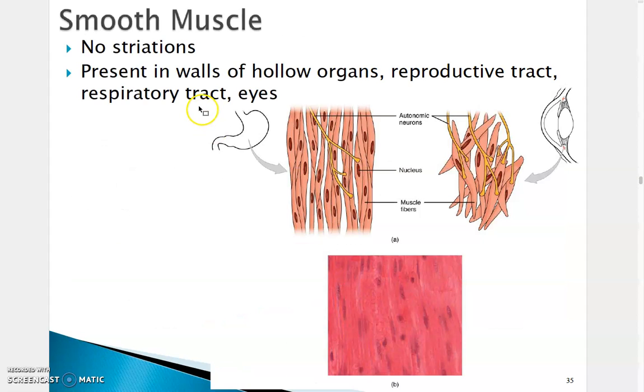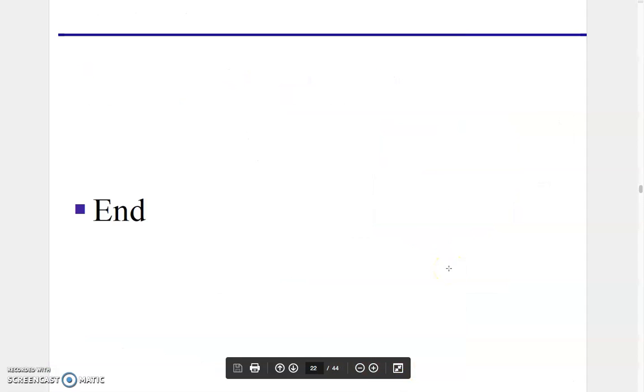And then smooth muscle is very different. It does not have striations in the same way that the other muscle cells do. It does have actin and myosin, but it's very different, and the contraction is involuntary, and they're not striated, as you can see here. And that's the end.